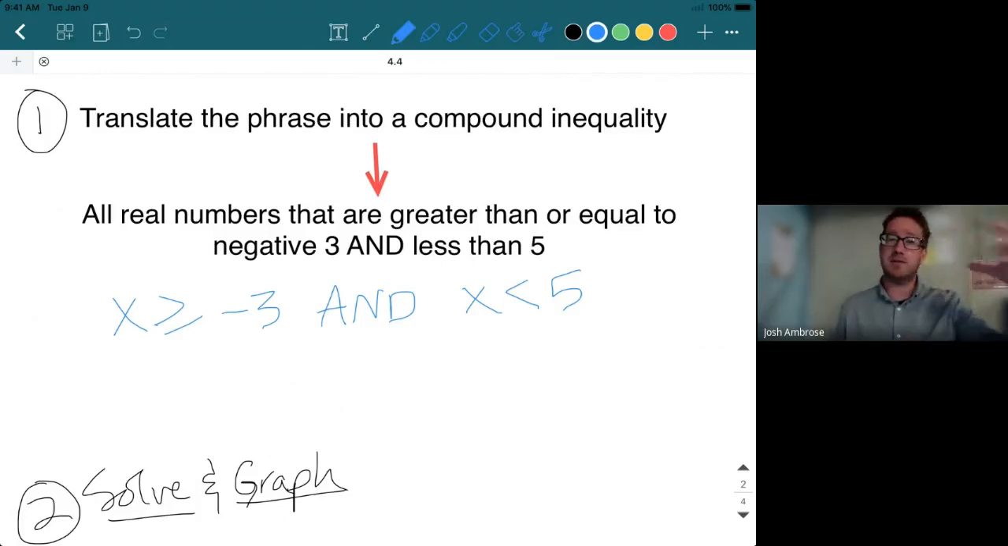Now go back to the phrase all real numbers, and then skip to the end, are less than 5. And that's the second inequality. Now what I want to show you how to do is put those two inequalities together and create a true compound inequality. The way you do that is you put your variable in the middle.